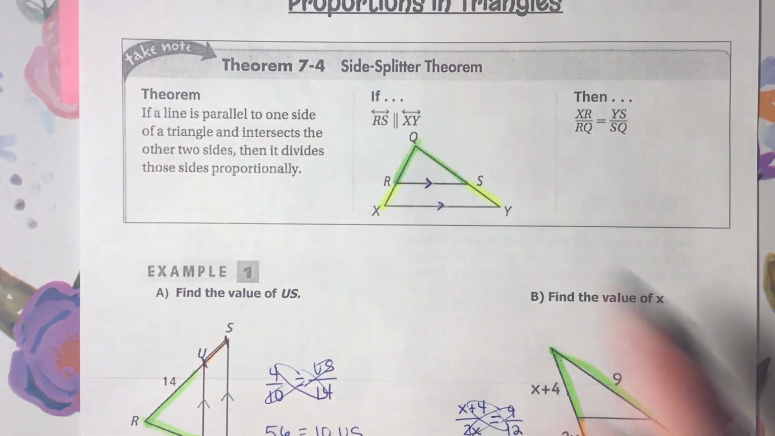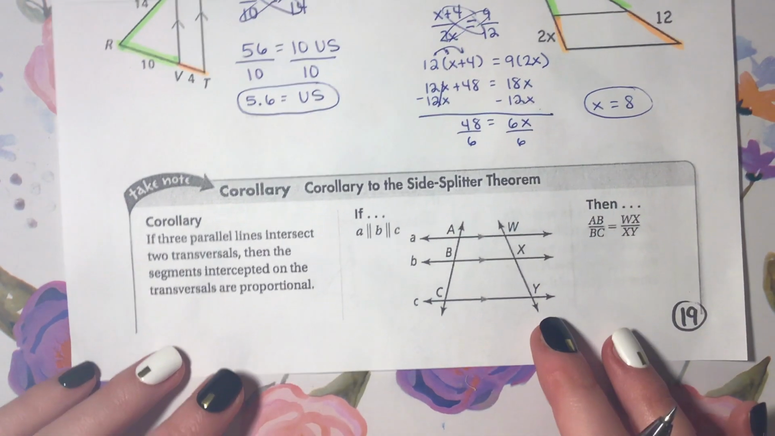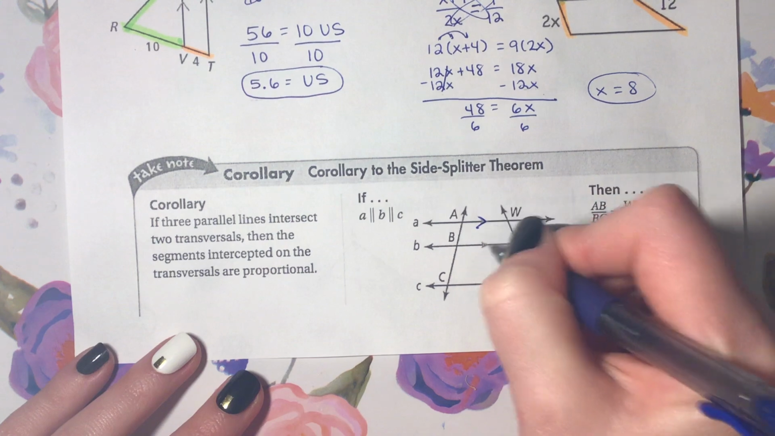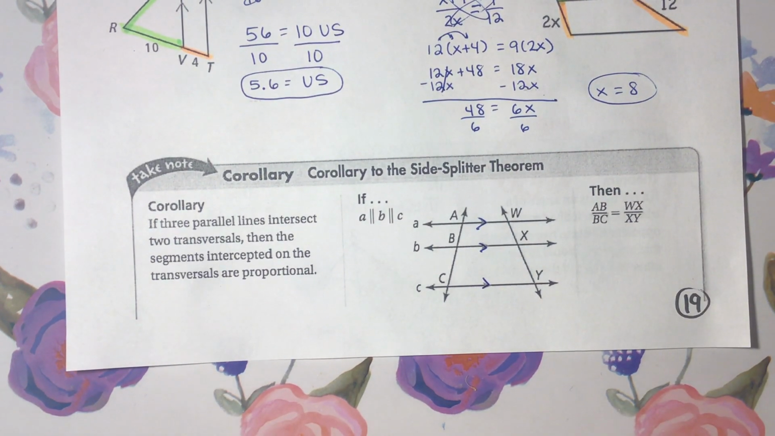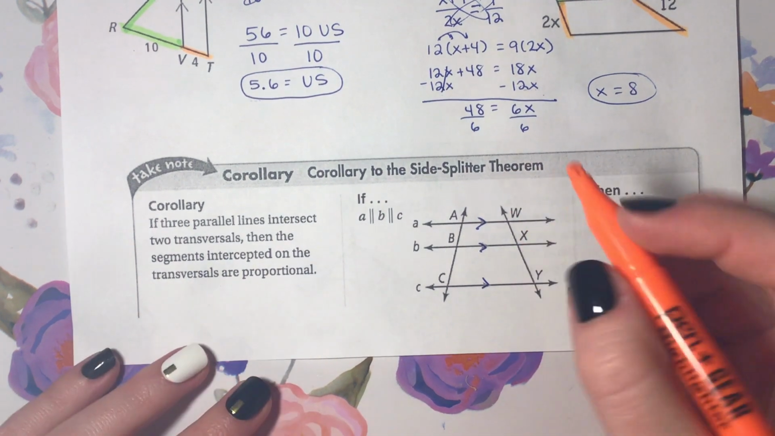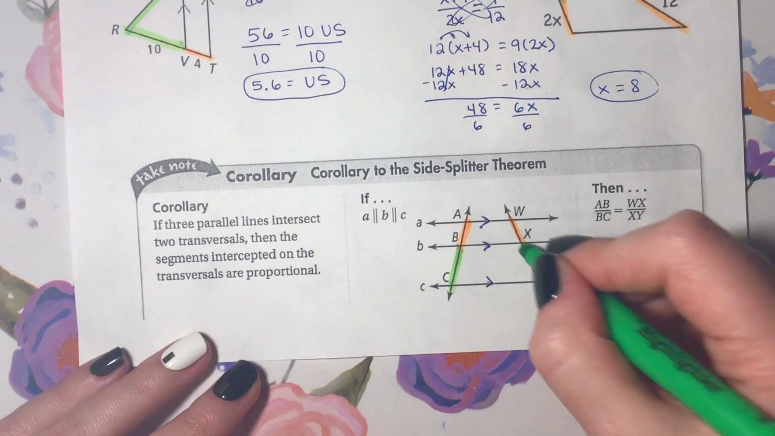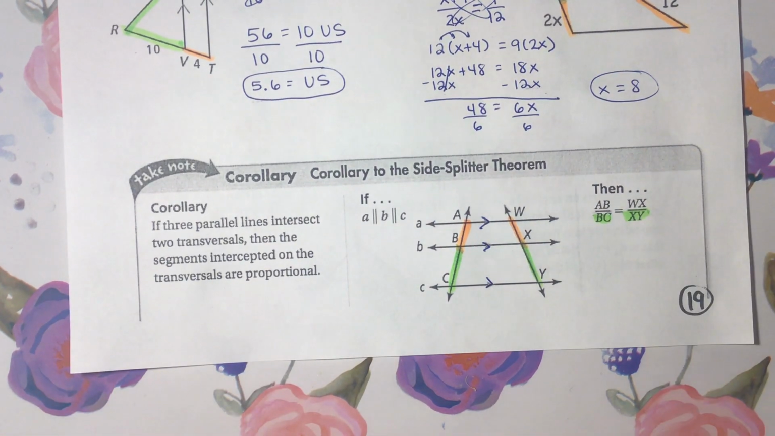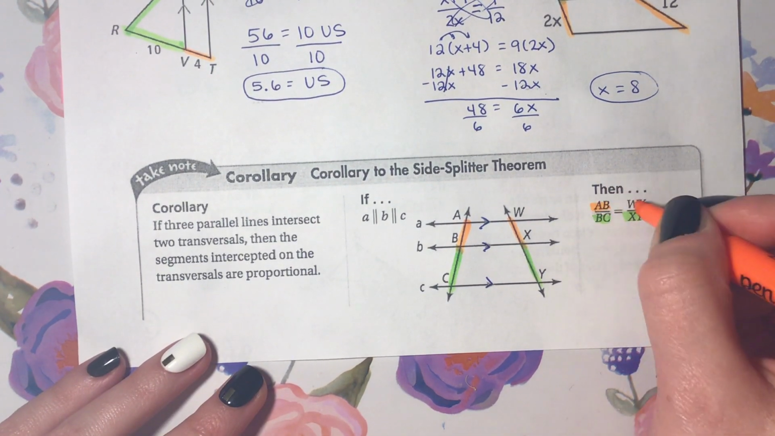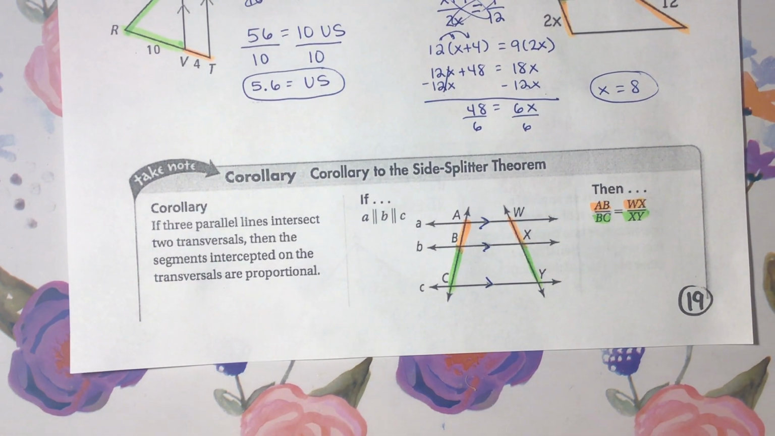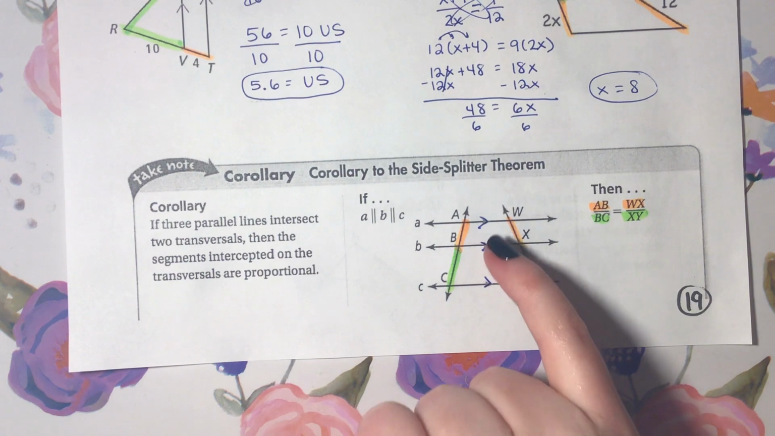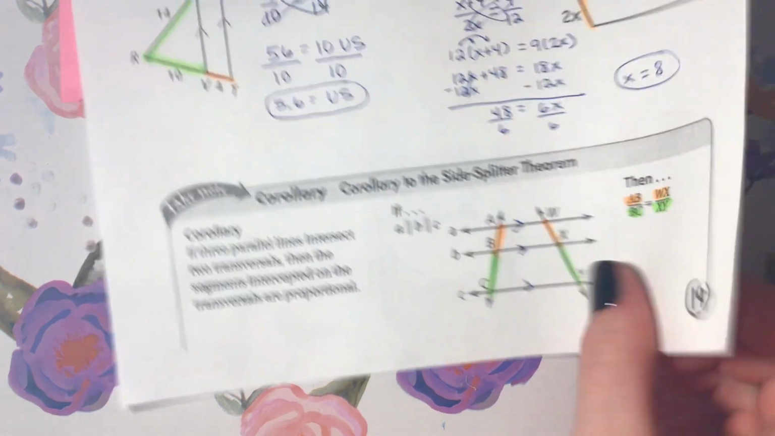Now we do have a corollary to the side splitter theorem, and it's very similar. It says if 3 parallel lines, notice 1, 2, 3, intersect 2 transversals, then the segments intercepted on the transversals are proportional. That's kind of wordy, but it's the same thing. I am going to say top left over bottom left is going to be proportional to top right over bottom right. So notice these are lining up and these are lining up. This will only work, though, if you have 3 parallel lines. So let's apply that here.